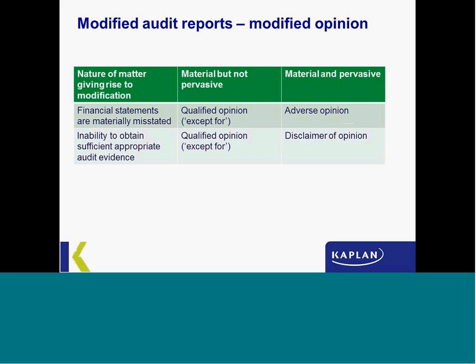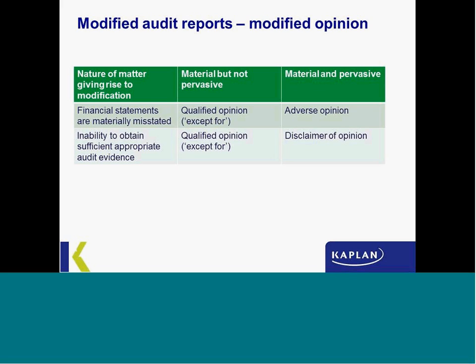Potentially something being material and pervasive is if I've got a material and pervasive limitation of scope. So that ability to obtain sufficient appropriate evidence, a material and pervasive issue. That would be something extreme, like complete destruction of accounting records. For example, my computers have been destroyed, a virus has destroyed all the data on them. That is a disclaimer of opinion. It's a limitation of scope, and it is pervasive, so that is a disclaimer of opinion.